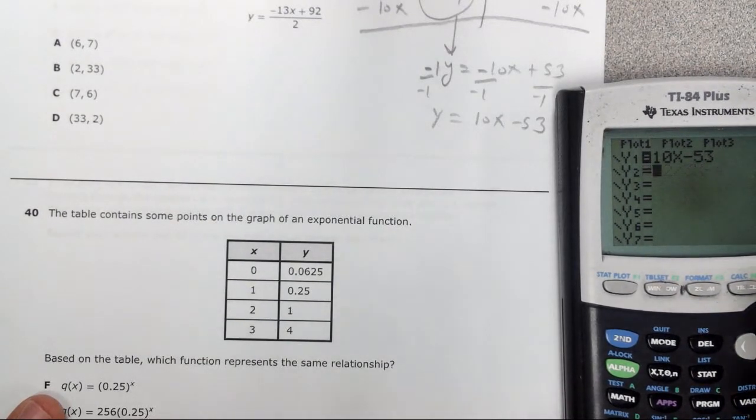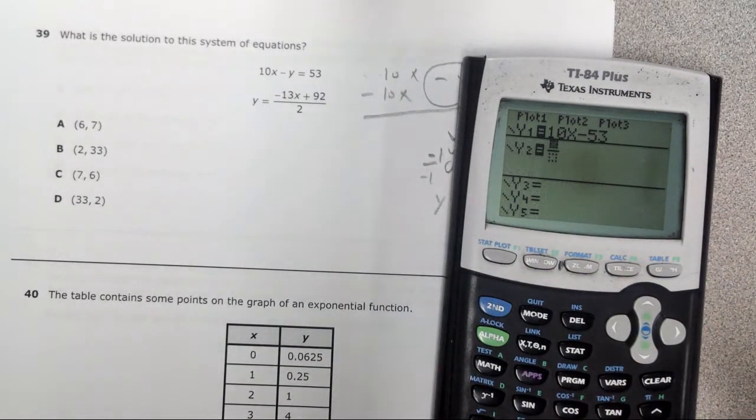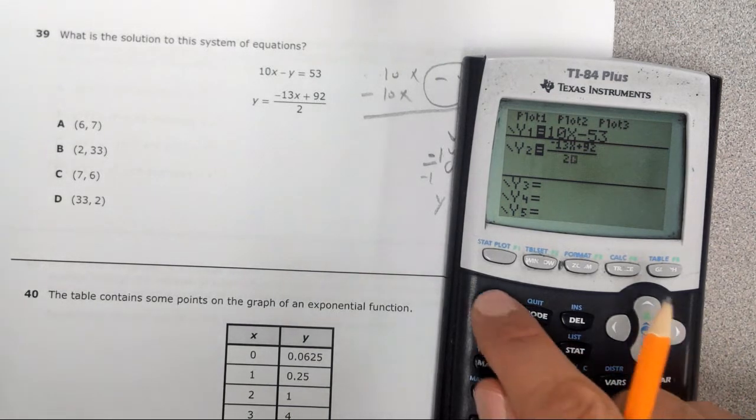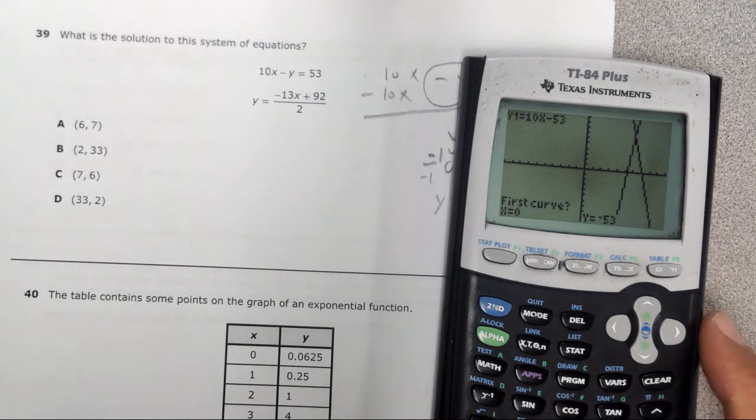And over here, this one's a fraction. So if I go alpha y equals to enter, it gives me a fraction. And I can type it in there to make it look exactly like that one looks like. Now I go second trace, 5. After it graphs it, then I can go enter, enter, enter, and the answer is 6, 7.